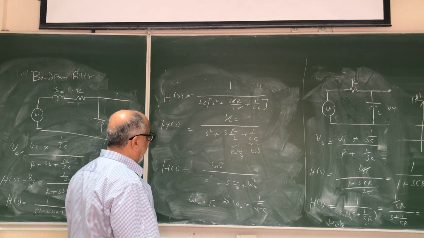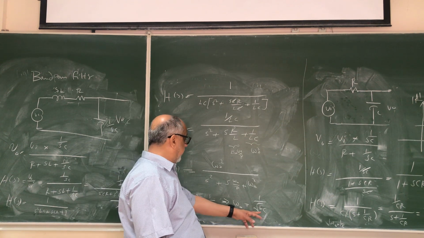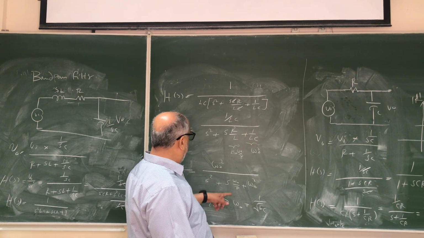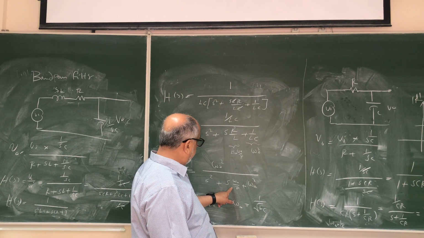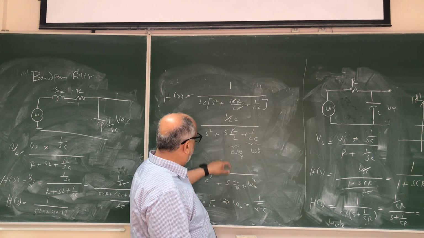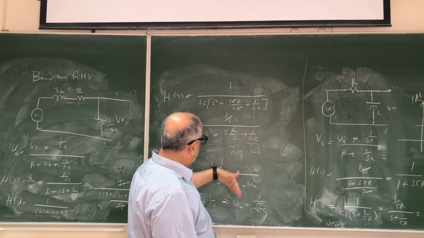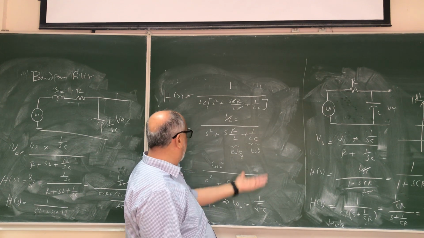So this is the center frequency here, right? And now this is your bandwidth, which is R over L. And if we sketch this, we'll have the same thing as a resonance circuit.